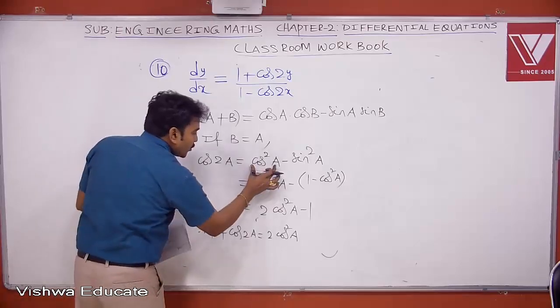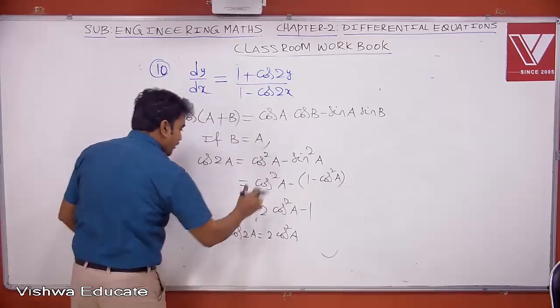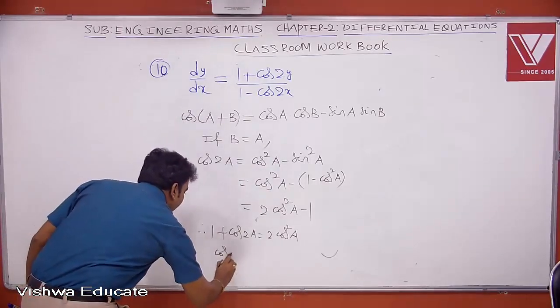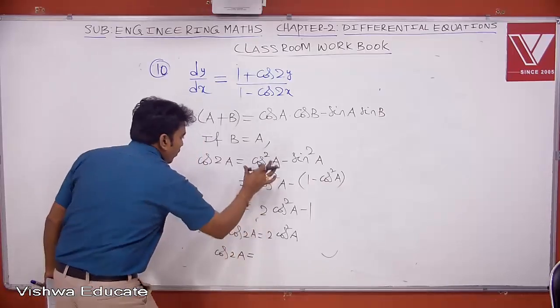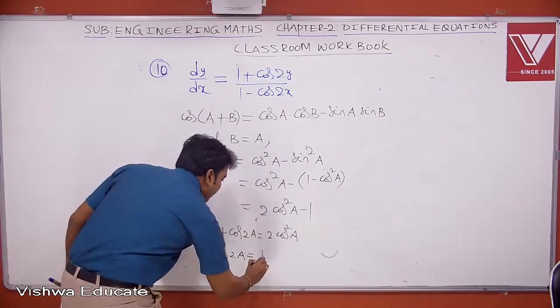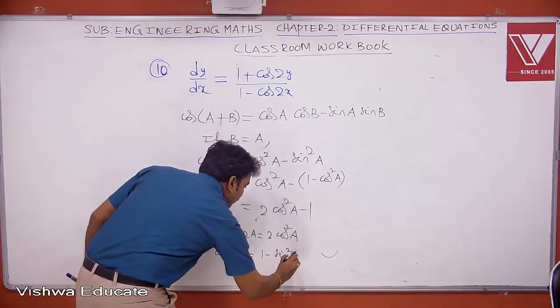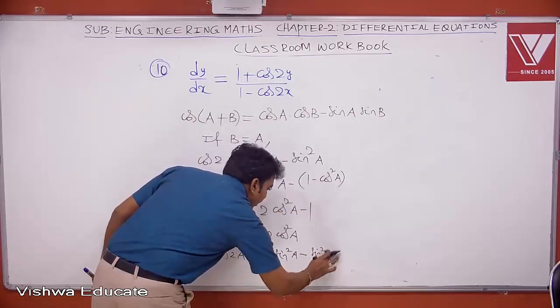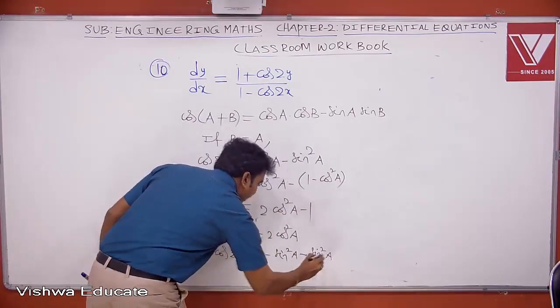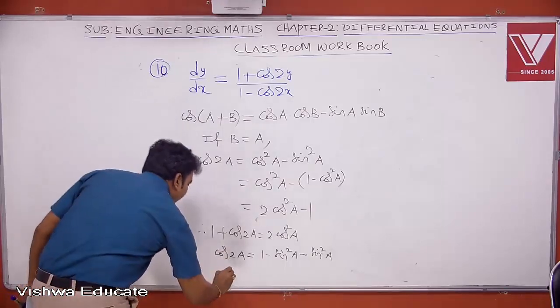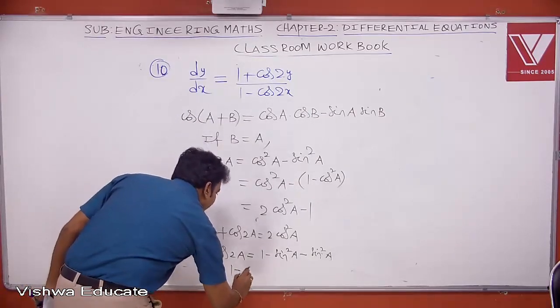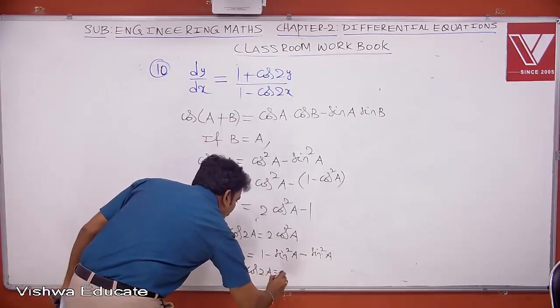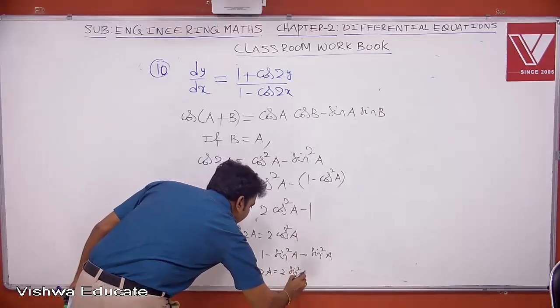Similarly, when cos square a is replaced by 1 minus sin square a, then my equation becomes cos 2a equal to, in place of cos square a, write 1 minus sin square a. So 1 minus sin square a minus sin square a. Therefore, we get 1 minus cos 2a equal to 2 sin square a.